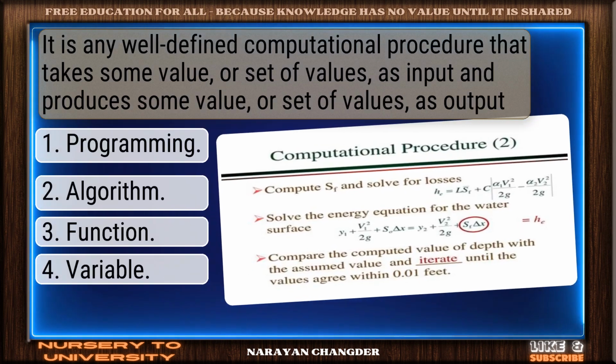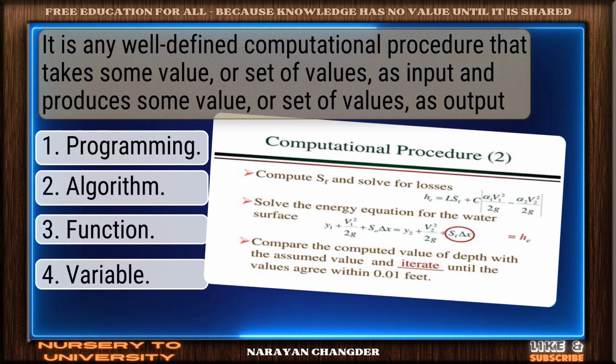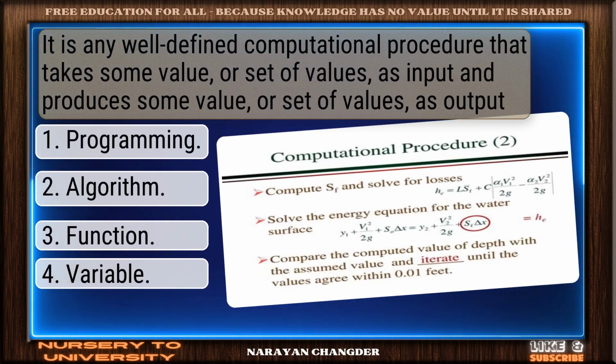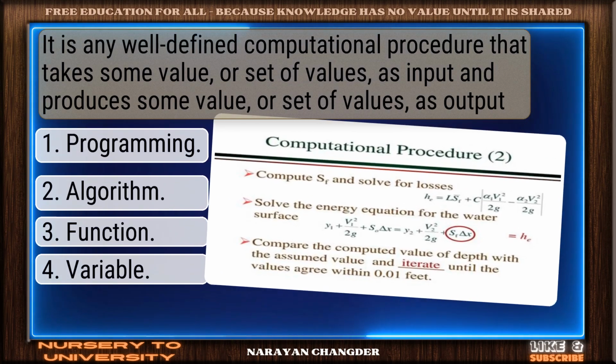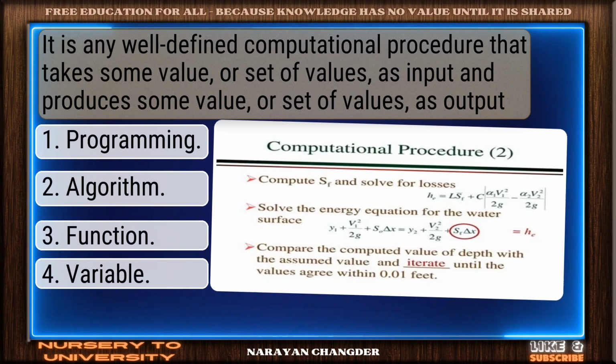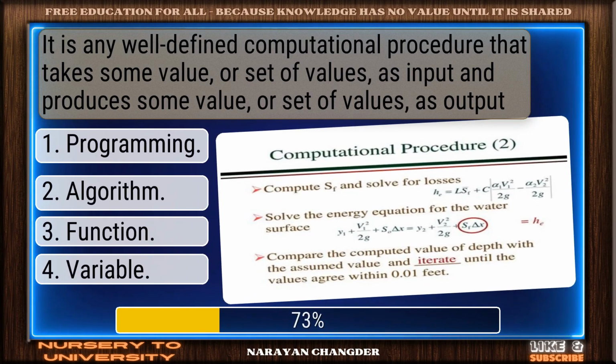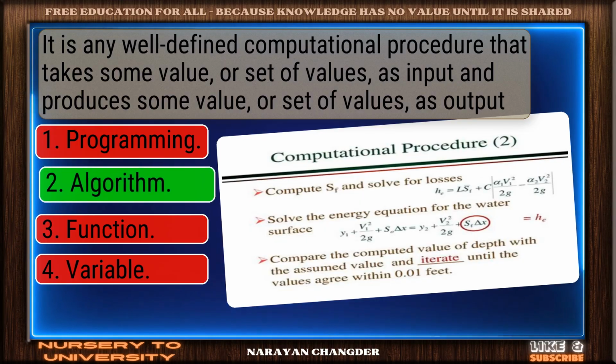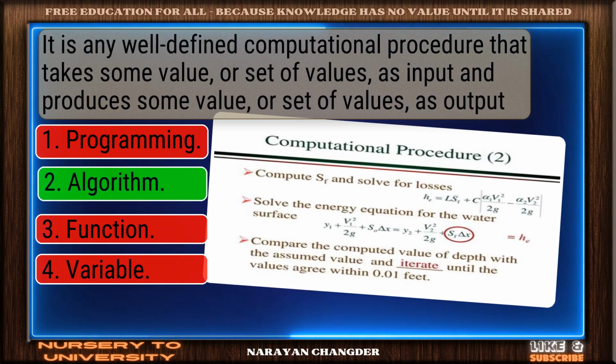Question number 6. It is any well-defined computational procedure that takes some value or set of values as input and produces some value or set of values as output. Excellent. Algorithm is a brilliant choice.